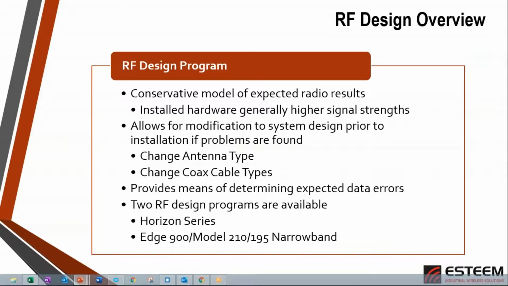For example, the Edge 900, the Model 210, and the Model 195 narrowband radios have a single RF data rate. So they use a different calculation program, because you just enter in the information for each end and it's going to give you whether it's good or bad, because there is no variability as far as the actual speed that the communication goes through. We'll see in a couple slides what we're actually talking about when we get into the Horizon series.